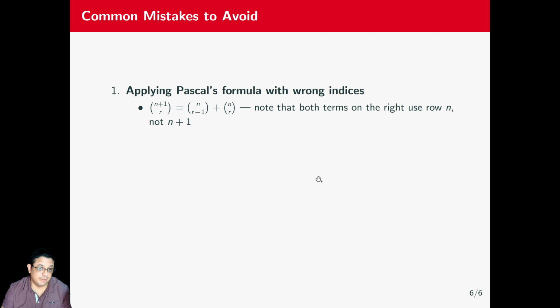Some common mistakes that you want to avoid: you don't want to apply the Pascal formula with the wrong indices. So you want to make sure that the terms are correct, both on the right and the left. Note that both terms on the right use row n instead of n plus 1. So here's n plus 1, but here is n.